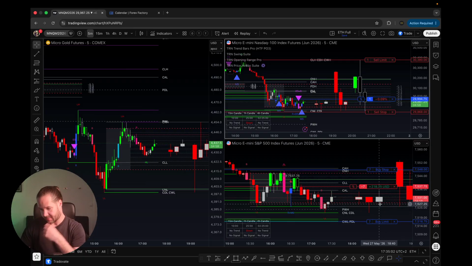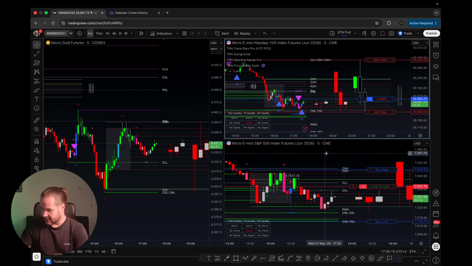Okay, guys. Yeah, ES didn't make it. We didn't close with the green trend bar. And honestly, it looks like we could dive lower again. And Q still holding up quite well. So that's why I will end my session here.